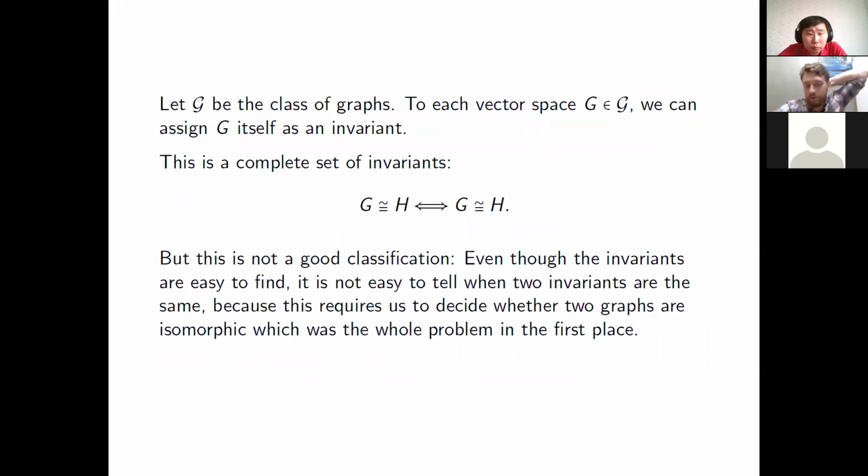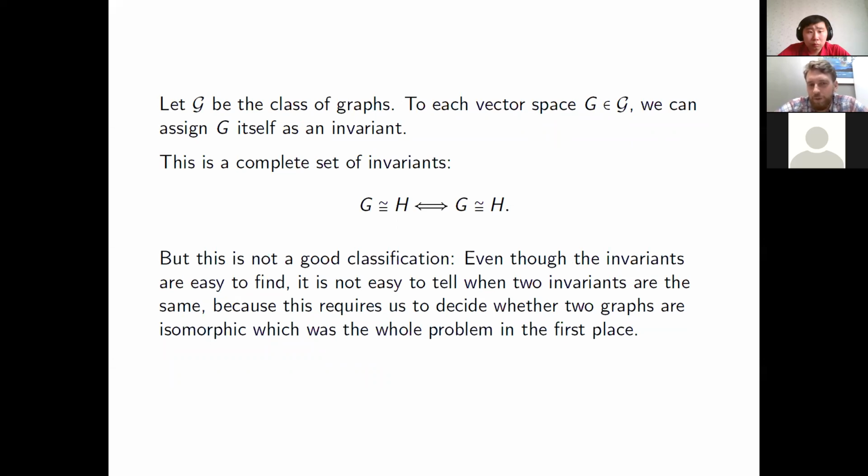Now we'll do two examples of bad classifications, which show why this idea that things should be concrete and simple is very important. Let's look at the class of graphs. To each graph G, one invariant you could assign is just the graph itself. So the invariant of a graph just is the graph. This is technically a complete set of invariants, because G is isomorphic to H if and only if their invariants are isomorphic, which are G and H. But this is obviously not a good classification.